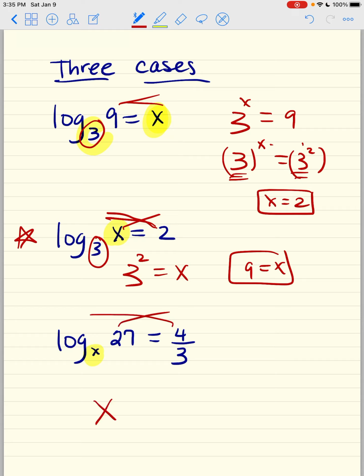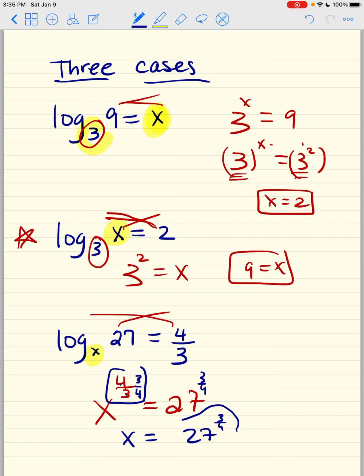Lift the x. X to the 4/3 equals 27. Do you recall how to solve for x? X is almost by itself. The 4/3 is bothering me. How do I get rid of this 4/3? Well, I put the reciprocal on both sides, okay? And then 4 times 3 is 12. 3 times 4 is 12. 12 over 12 makes 1. And actually 27 to the 3/4 can stay because it's not one of those perfect numbers, okay? So this is my answer, 27 to the 3/4.